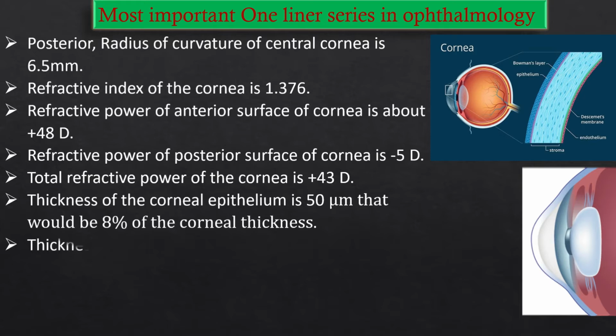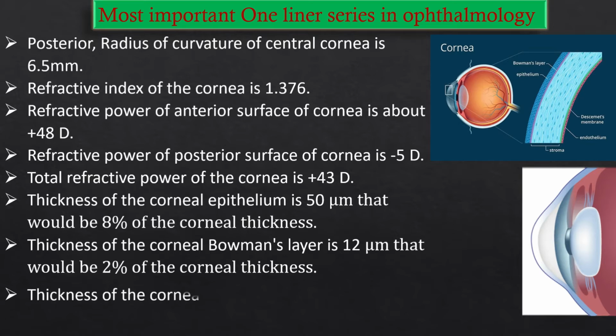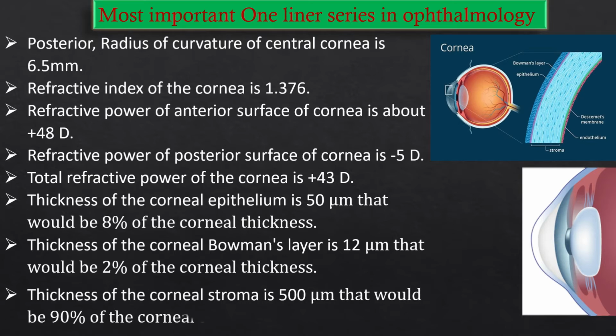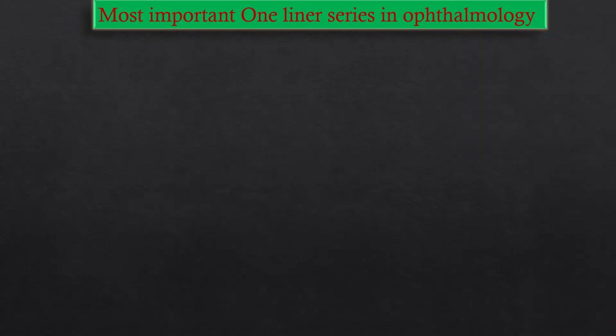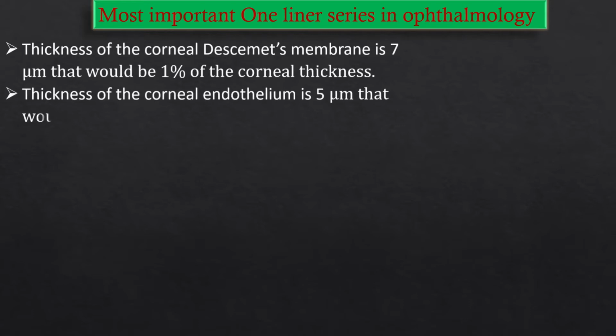Thickness of the corneal Bowman's layer is 12 micrometer, that would be 2% of the corneal thickness. Thickness of the corneal stroma is 500 micrometer, that would be 90% of the corneal thickness. Thickness of the corneal Descemet membrane is 7 micrometer, that would be 1% of the corneal thickness. Thickness of the corneal endothelium is 5 micrometer, that would be 1% of the corneal thickness.